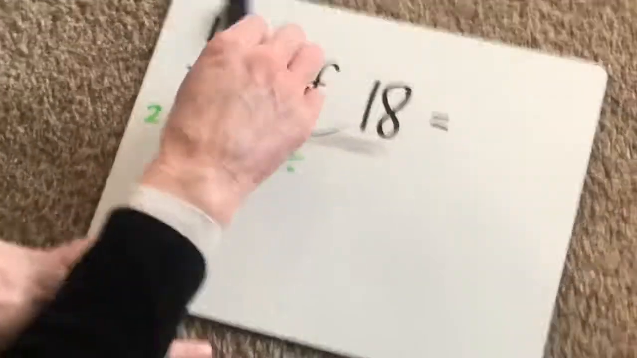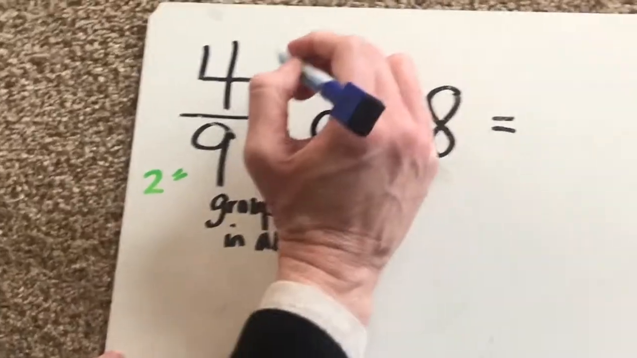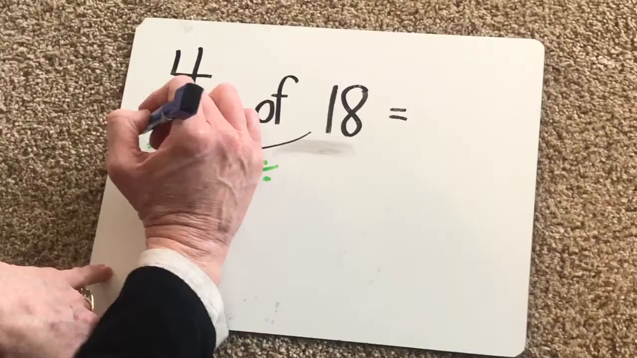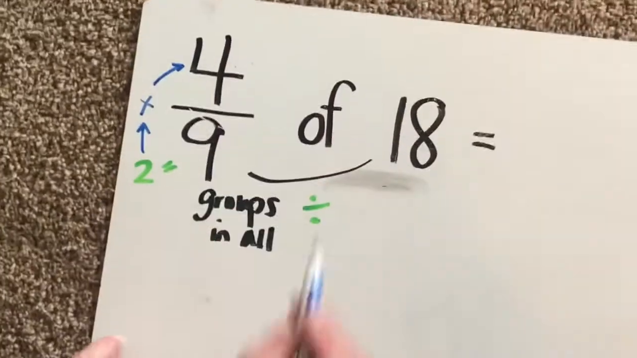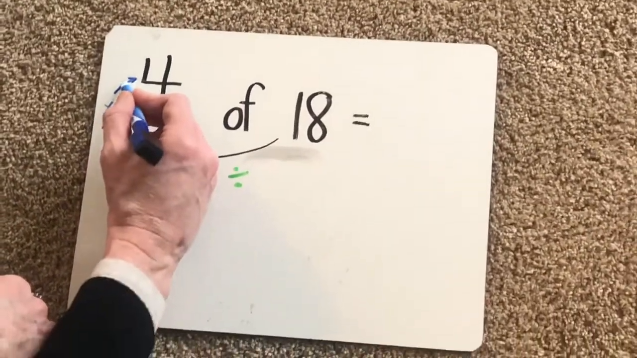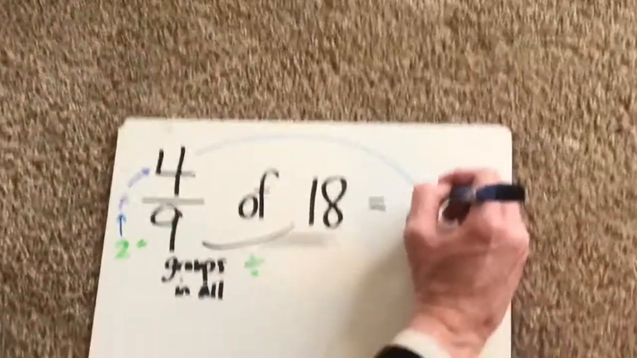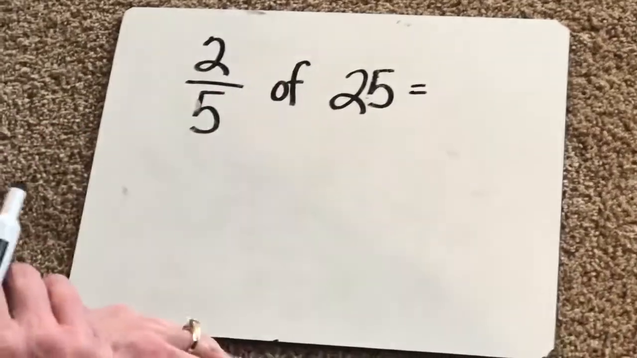And now this 4 is going to tell me how many groups I'm going to count. So I'm going to count 4 of the groups. So I'm actually doing 2 times 4. Okay, so I did 18 divided by 9 to give me 2, and then 2 times 4 is my answer, which is 8. Okay, now we're going to try 2/5 of 25.